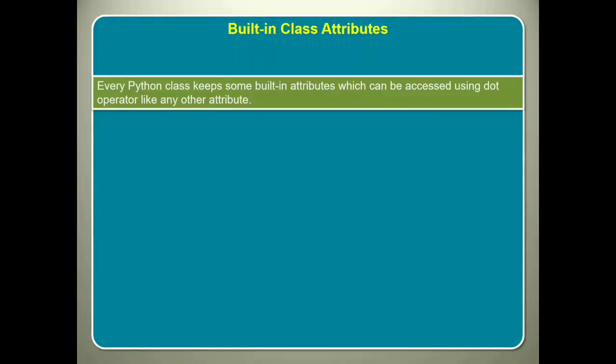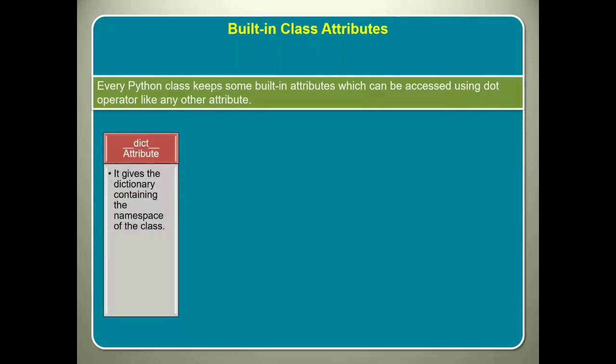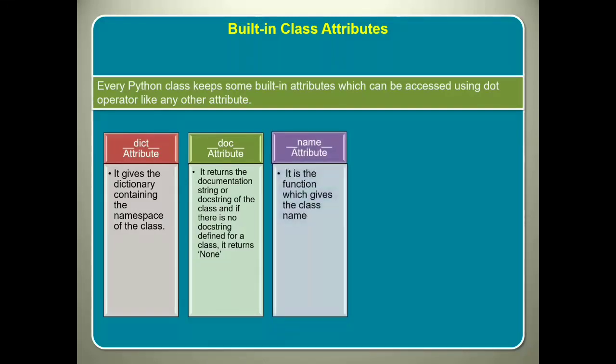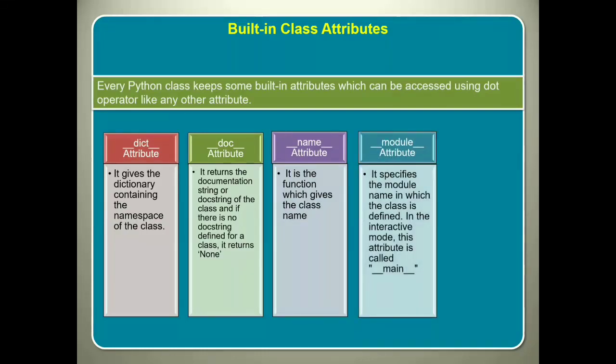The first built-in attribute is __dict__, which gives the dictionary containing the namespace of the class. The second one is __doc__, which returns the documentation string or doc string of the class, and if there is no doc string defined for a class, this built-in attribute returns None. The third attribute is __name__, which gives the class name. And the fourth attribute is __module__. This specifies the module name in which the class is defined. In the interactive mode, this attribute is called __main__.